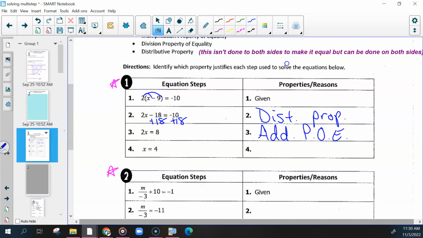And then in step 3 to step 4, what happened there? Say that again. Division. You divided both sides by 2. Usually division is your last step in almost all of your problems, but sometimes it's multiplication instead. Or, depending on the problem, it could be adding or subtracting. It depends.